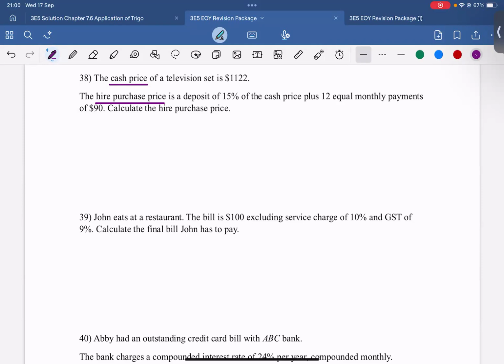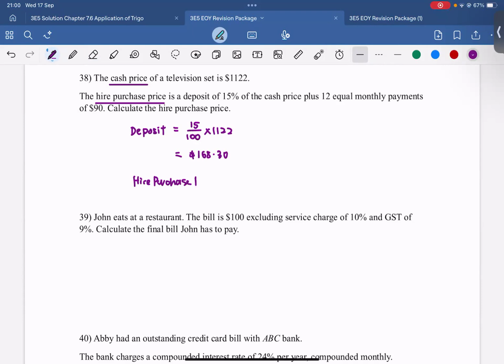Okay, so we should calculate the hire purchase price. The deposit is 15% of $1,122, which equals $168.30. So the total amount he needs to pay is what? The hire purchase price will be the deposit plus the installments.